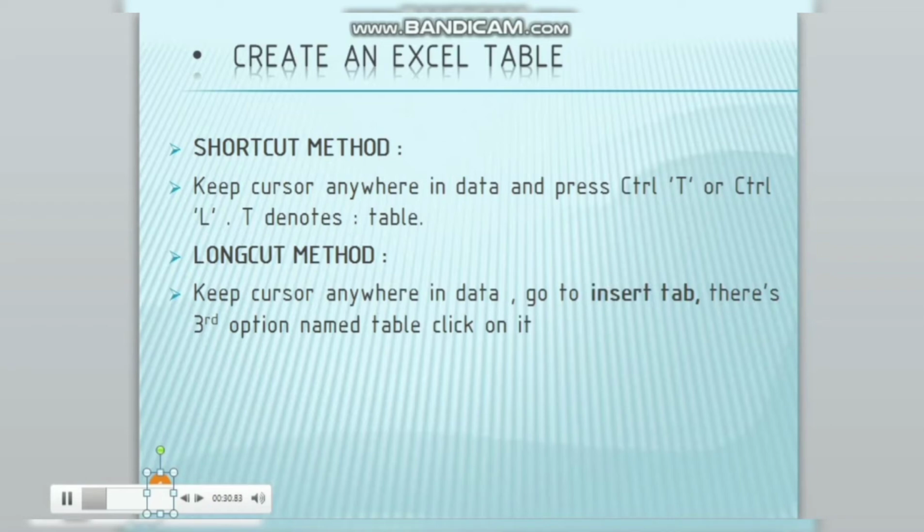So after pressing Ctrl T or L, a dialog box will get displayed on the screen and it will select the data. You will see dancing ants automatically on your screen. That means the range of the table is selected. And you see the very first option, it says to verify whether your table has headers, and then after verifying simply press OK. So this way you can create a table.